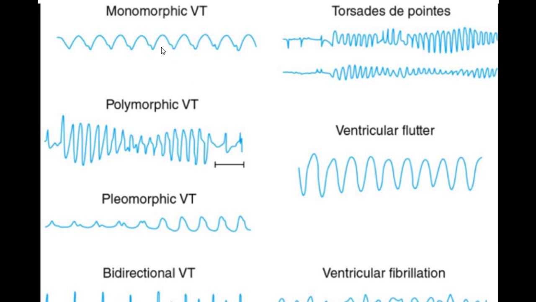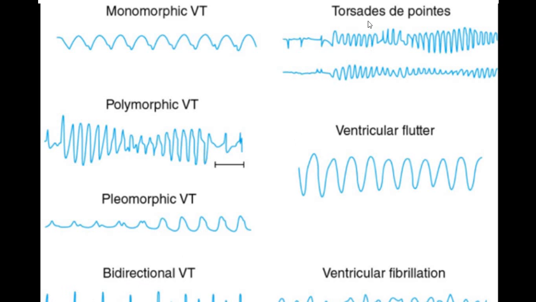So this is a classical example of polymorphic, and you can see here the axis is constantly changing. Some complexes are positive, some complexes are negative. So that is called polymorphic. In pleomorphic, they do not change the axis, but morphology changes. And there is one variety we call bidirectional ventricular tachycardia. So one complex is in one direction, second complex is in other direction. So it is called bidirectional.